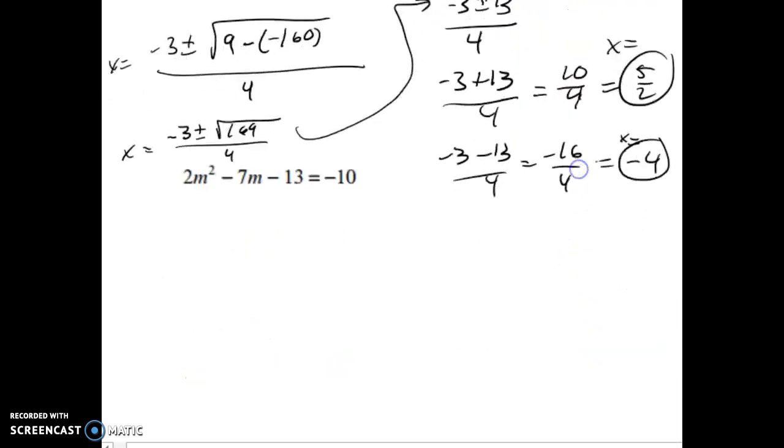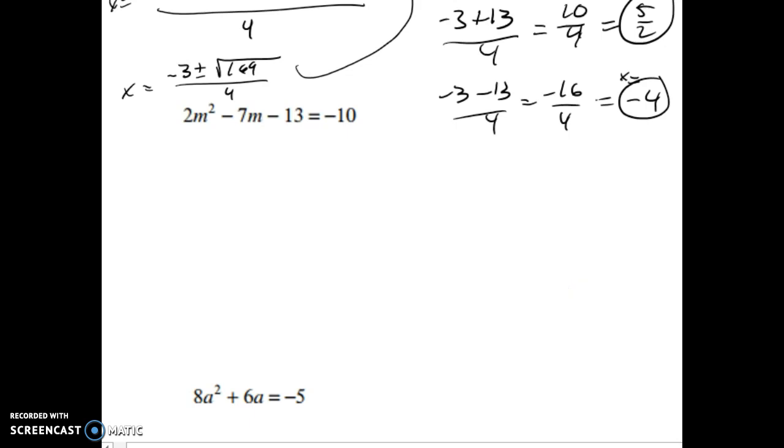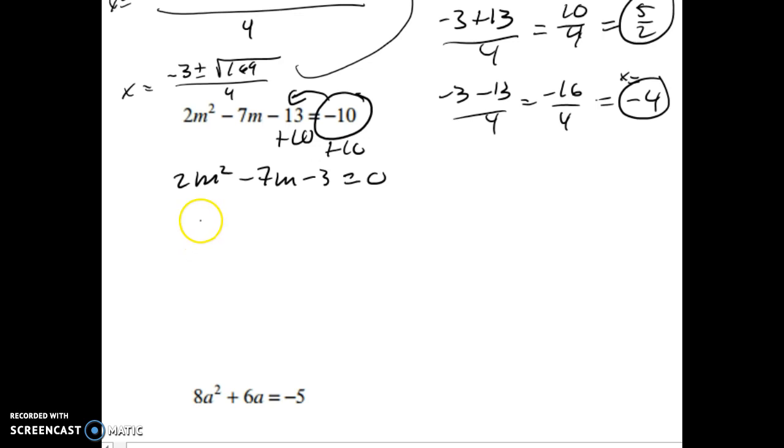All right, so our next question is this one. Notice this doesn't equal 0, so I need to move this over here. So I'm going to add 10 to both sides. So I'm going to get 2m squared minus 7m minus 3 equals 0. And then we're going to use our formula.